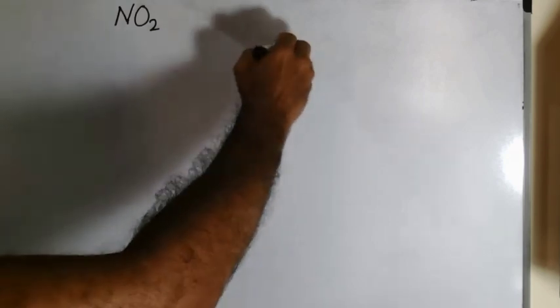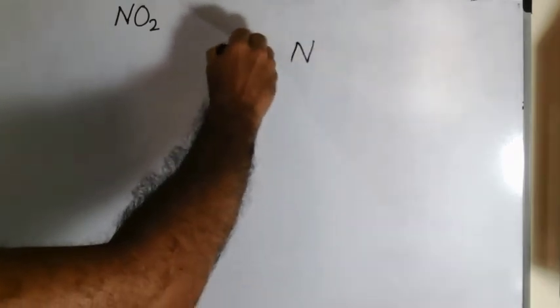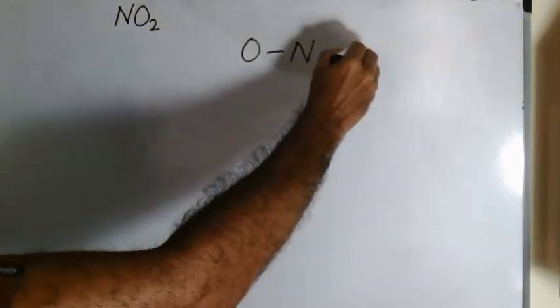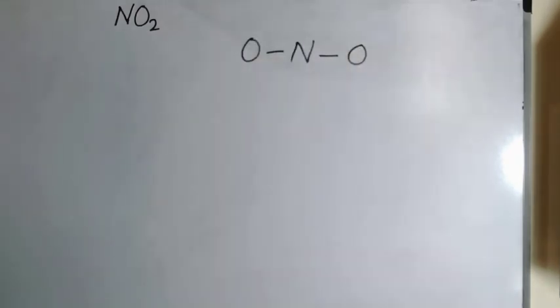In this lesson, we are going to analyze the nitrogen dioxide molecule. First, we will draw the skeleton of the NO2 molecule. So, there are three atoms we can see here: oxygen, nitrogen, and again oxygen.